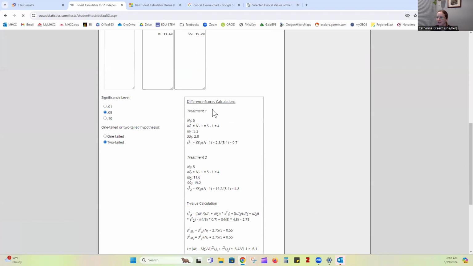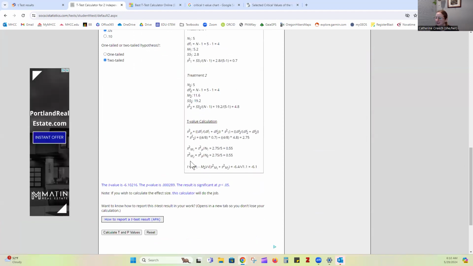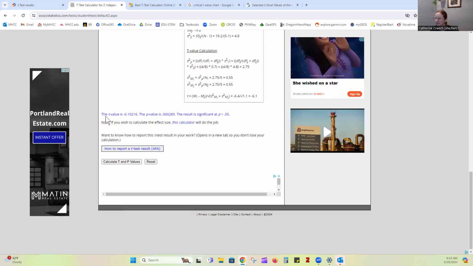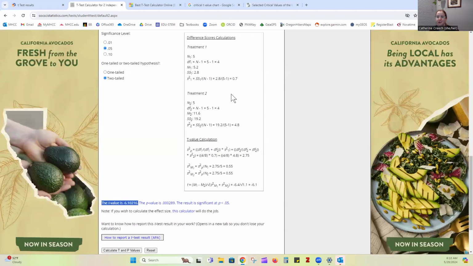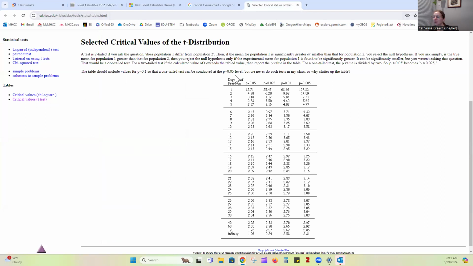Then I scroll down, and where is my T value? Right here. So my T value is what I'm looking for. Ignore all the ads. My T value is 6.1. We go for absolute numbers. The fact that it's negative doesn't matter. So 6.1. Go back to my table. My degrees of freedom is 8. The critical value is 2.3. So 6.1 is definitely bigger than 2.3.